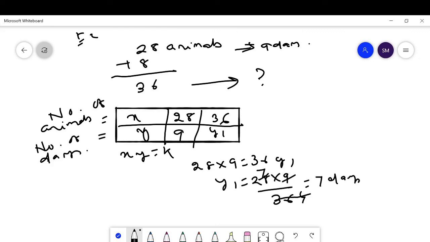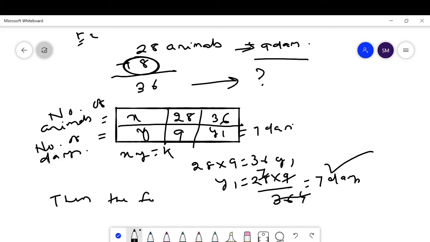When 8 animals are more there, then the food will be consumed within 7 days. Within 7 days the food will be finished. The food will be consumed within 7 days.